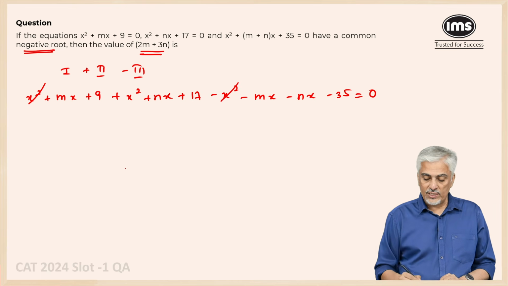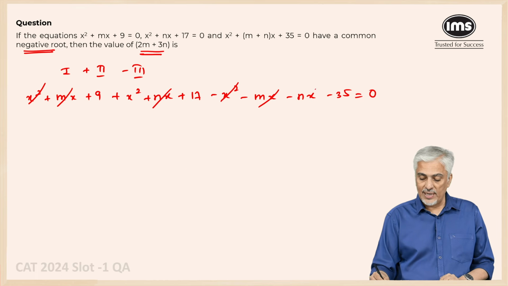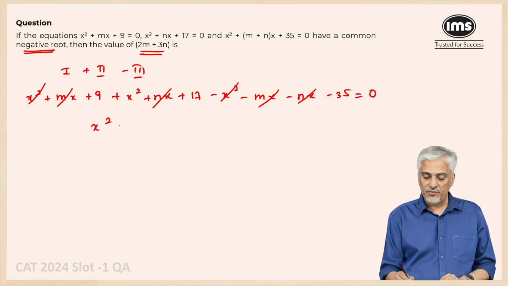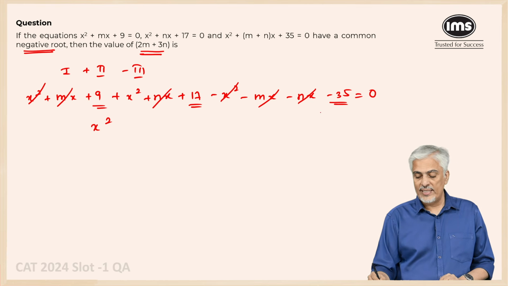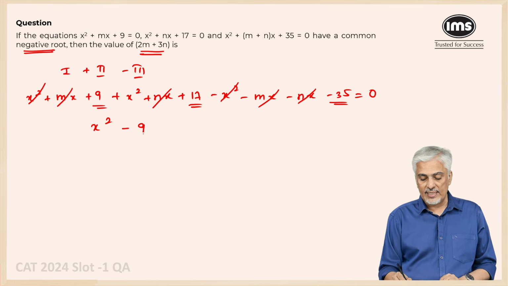1x square and another x square cut out. mx and minus mx come out, cut out. Plus nx minus nx cut out. Only 1x square left. 9 plus 17 is 26. 26 minus 35 is minus 9.